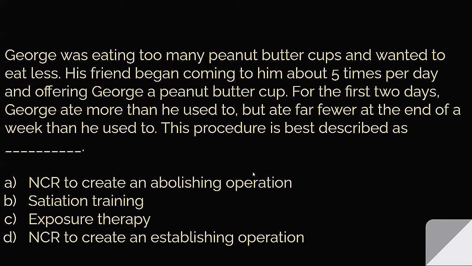Okay, moving on. George was eating too many peanut butter cups and wanted to eat less. His friend, yeah, it's not George, it's Kevin. But anyway, his friend began coming to him about 5 times per day and offering George a peanut butter cup. For the first 2 days, George ate more than he used to, but ate far fewer at the end of a week than he used to. This procedure is best described as what? Is it NCR to create an abolishing operation? Is it satiation training? Is it exposure therapy? Or is it NCR to create an establishing operation?